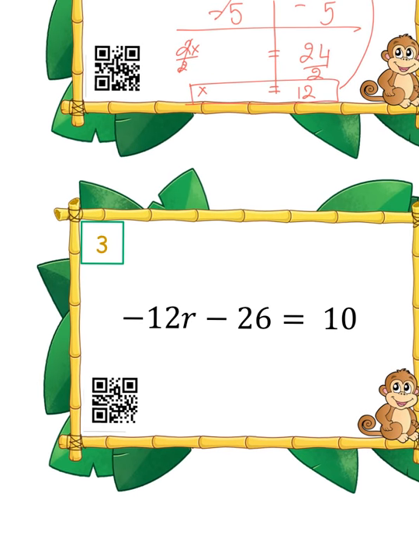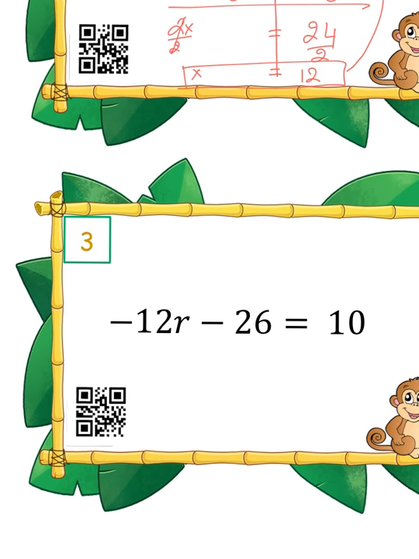Number 3. Negative 12r minus 26 equals 10. Draw the line. I need to get rid of the constant. Minus 26. Make sure you circle the whole thing, the negative or the positive. So this is negative 26. So I circle negative 26.